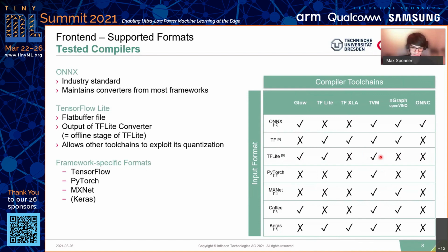For the remaining frameworks and formats, TVM also has the broadest support, as it supports all of our tested frameworks and formats, whereas the TensorFlow compiler toolchains limits the user into the TensorFlow ecosystem, and the compiler with the least amount of support is the OpenU Network compiler that only supports an older subset of the ONNX standard.